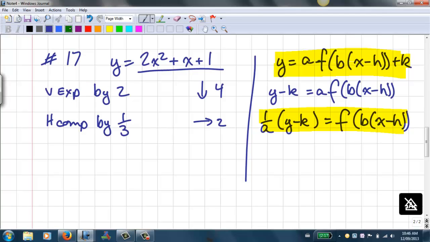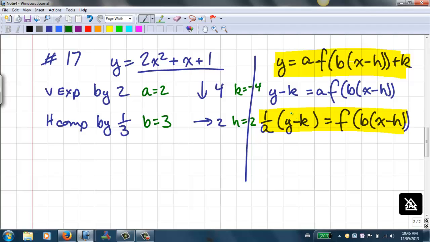If we're looking at a vertical expansion by a factor of 2, that means we've got an a value of 2. If we're looking at a translation down, that means we've got a k value of -4. If we're looking for a translation to the right, we've got an h value of 2. And if we're looking at a horizontal compression by a third, we've got a b value of 3. All right, so let's see how that affects things.